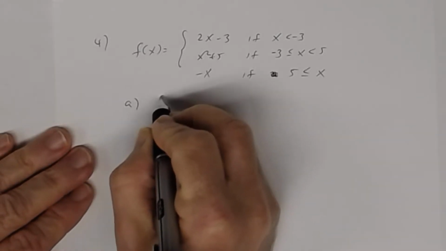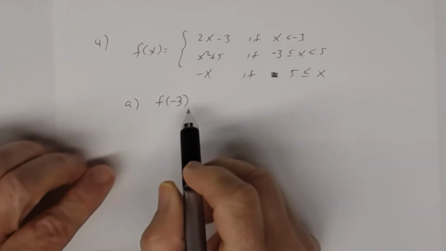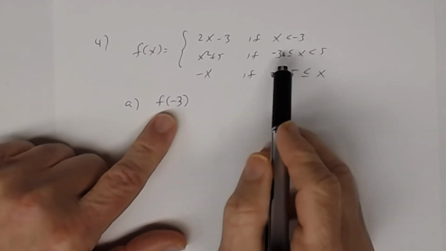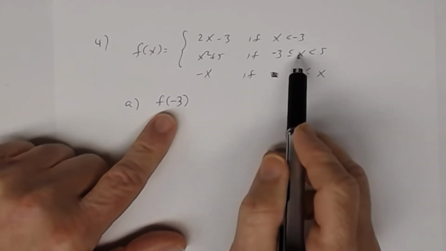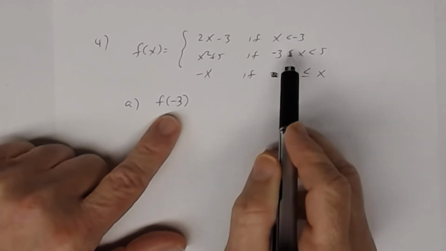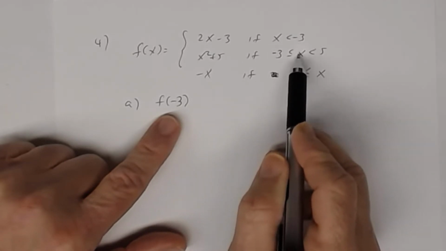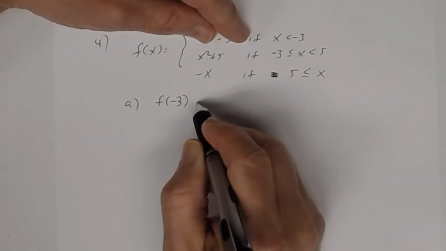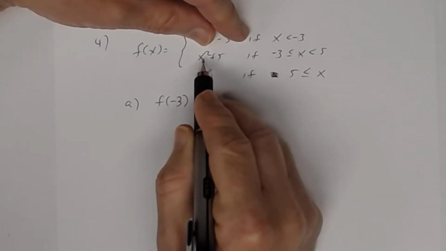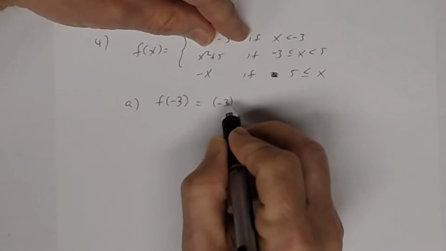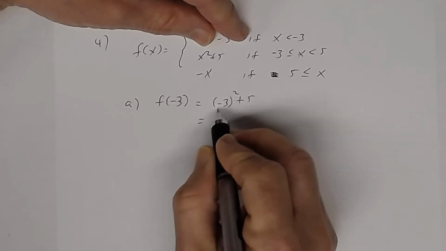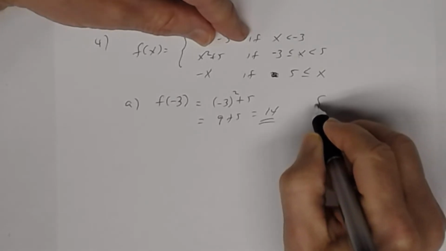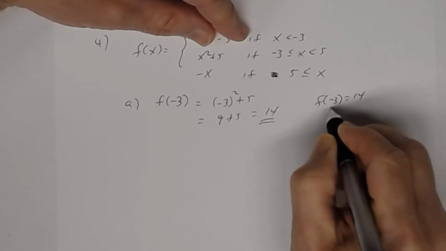So part A, you want to find f of negative 3. So this is your x. You've got to figure out where negative 3 is going to be located here. So notice that negative 3 is going to be this one, because negative 3 is greater than or equal to negative 3, and at the same time, negative 3 is less than 5. So that's the one you're going to use right here. So to find f of negative 3, you're going to go to this, and where we see the variable x, you're going to substitute negative 3. So you get negative 3 squared plus 5. Negative 3 squared is 9. 9 plus 5 is 14. So f of negative 3 is equal to 14.